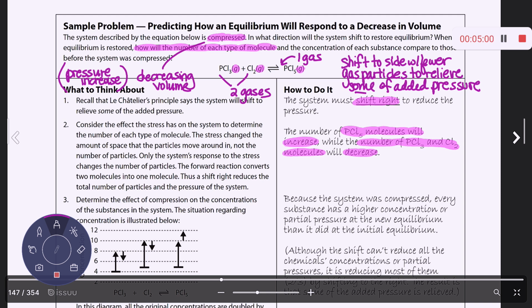Okay? The last question that they could ask you is related to concentration. So if they say, how does the concentration compare with the initial equilibrium? When you make a volume smaller, that means I have the same number of particles essentially occupying a smaller volume, which increases the concentration of everything. Does that make sense? So here it says, because the system was compressed, every substance has a higher concentration. Okay, let's take a look at the sample problem on the top of the next page.